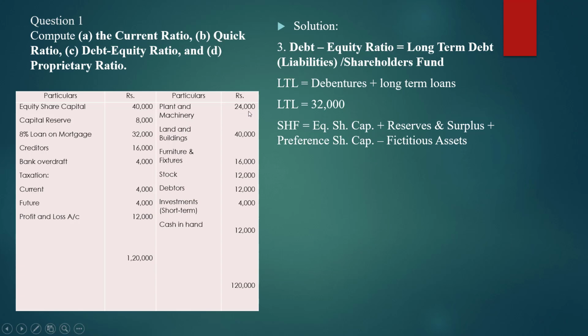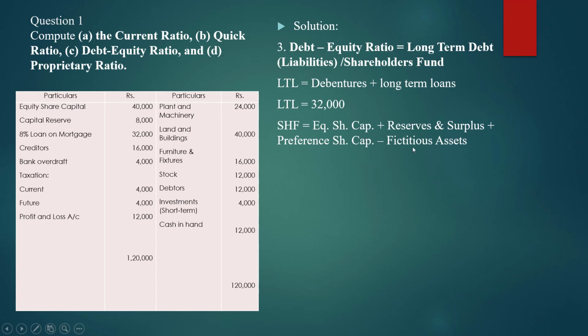You might not get this exact amount, you might get a lesser amount than this, but you can sell this plant and machinery while closing down the company, right? Same way, land and building, furniture, stocks, debtors, investment, cash in hand, all these things will fetch value when you sell them in the market. But fictitious assets are those for which you will not get any money. You will not get any cash by selling those assets.